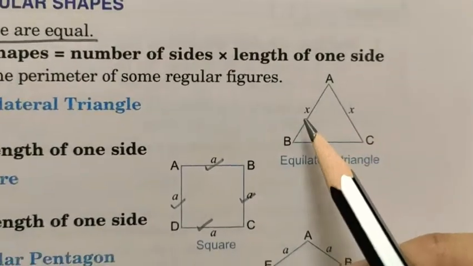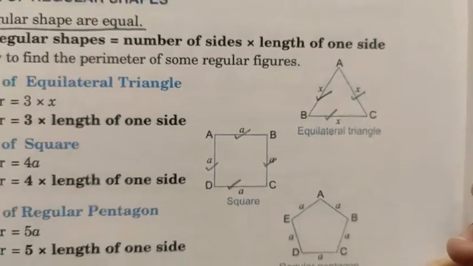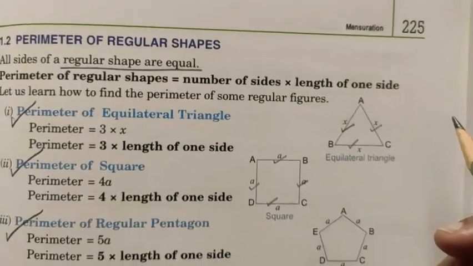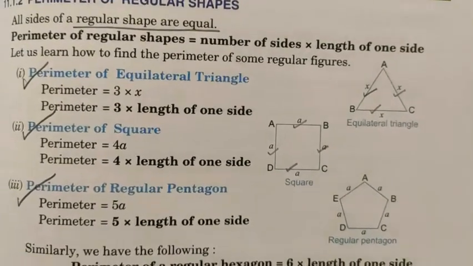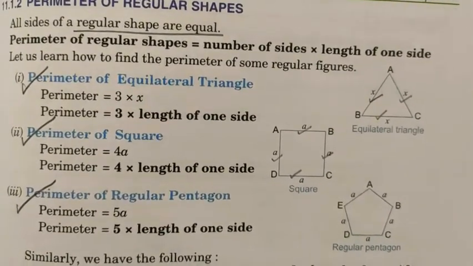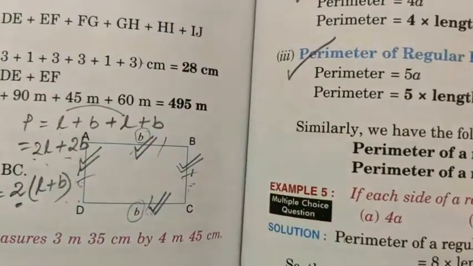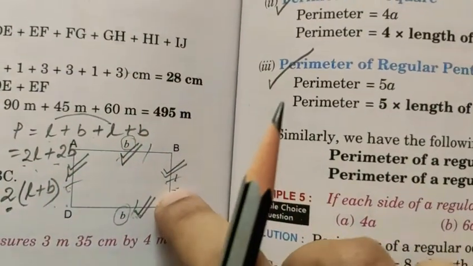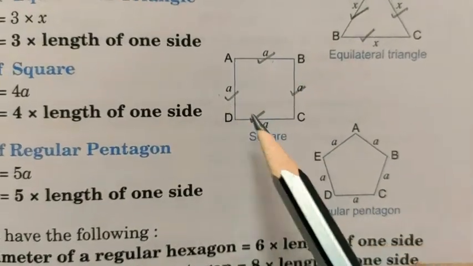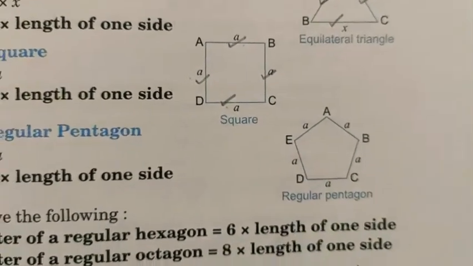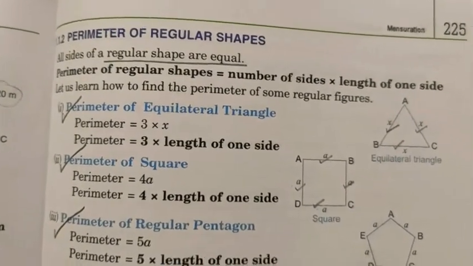Or an equilateral triangle. The equilateral triangle has 3 equal sides. These are called regular shapes. That means if all the sides of a figure are equal, then that figure is called a regular figure. A rectangle is not a regular figure because not all 4 sides are equal, only 2 opposite sides are equal. But a square is a regular figure because all the 4 sides of a square are equal. So how can we find the perimeter of the regular shapes?